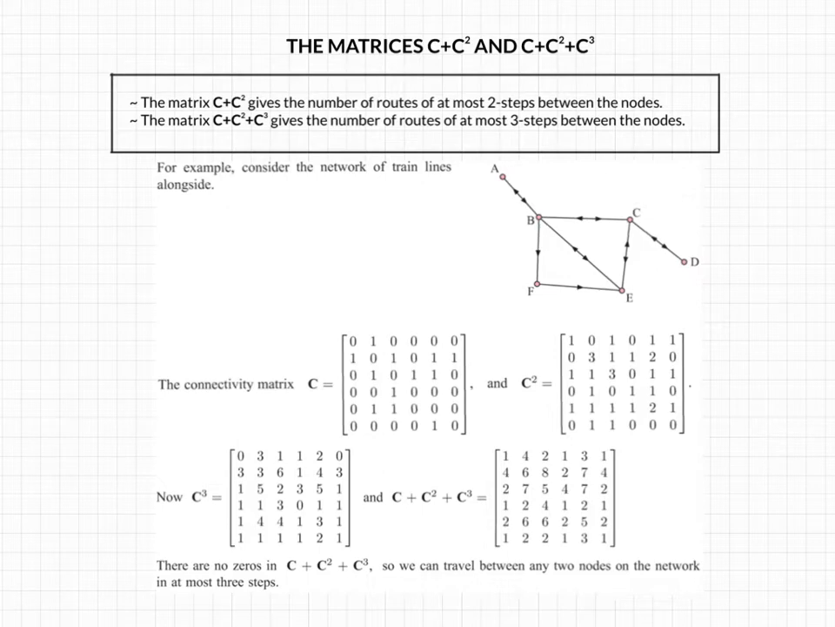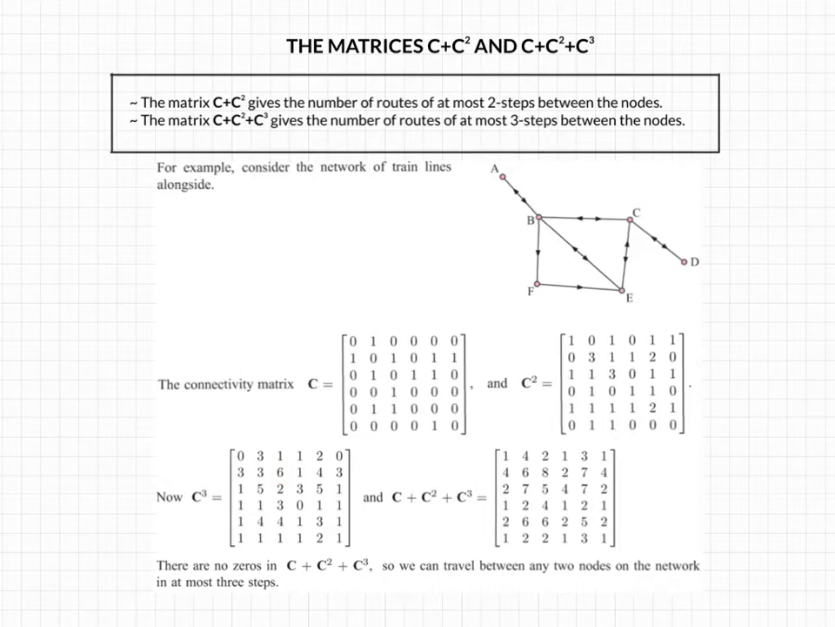Alright, so we have this connectivity matrix here of C, and just by confirming, we can look at from B to B, there's 3 possible ways. So we can go B to A and back to B, B to C and back to B, and B to E and back to B. So we get this value of C squared. We also get C cubed here, where we're looking at 3 steps between. So you can see there's a high connectivity between B and C by this number of 6.